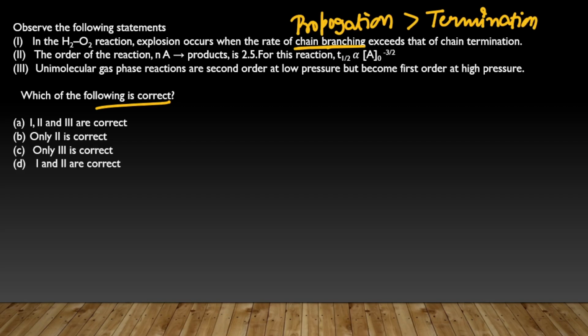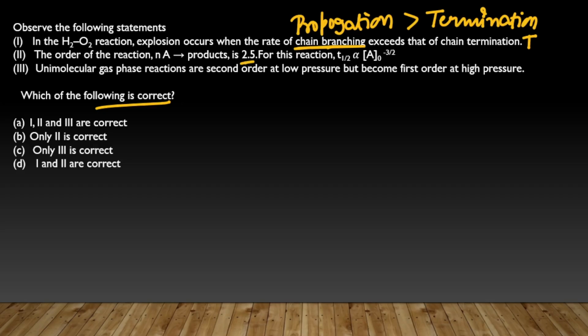So in the H2O2, what is happening? The reaction is propagating in the forward direction, but the species that are being formed are not terminating. All of them have not terminated. So the reaction will obviously lead to the explosion. So this statement is the true one. Okay. Next is the order of the reaction, which is this one.